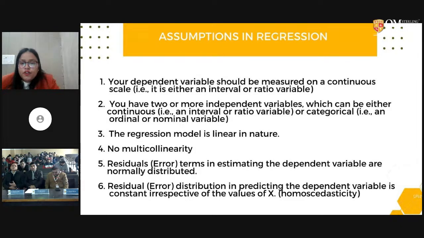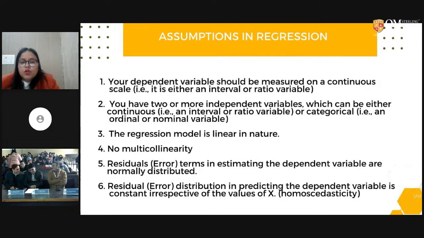Okay, the first assumption in regression analysis is that your dependent variable should be measured on a continuous scale, either interval or ratio, that I've already discussed through the chart. So your dependent variable has to be interval or ratio scale. Then you have two or more independent variables. They can be continuous, they can be categorical. In general, we say the independent variable can be numeric in nature.